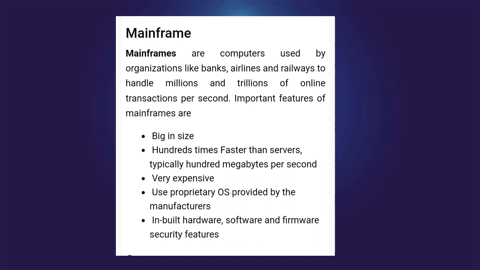Mainframe. Mainframes are computers used by organizations like banks, airlines, and railways to handle millions and trillions of online transactions per second. Important features of mainframes are: big in size, hundreds of times faster than servers, typically 100 megabytes per second, very expensive, use proprietary OS provided by the manufacturers, inbuilt hardware, software, and firmware security features.